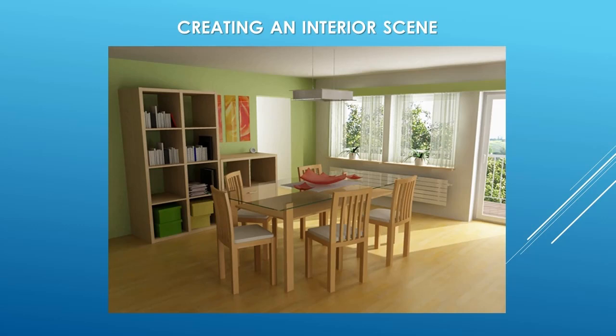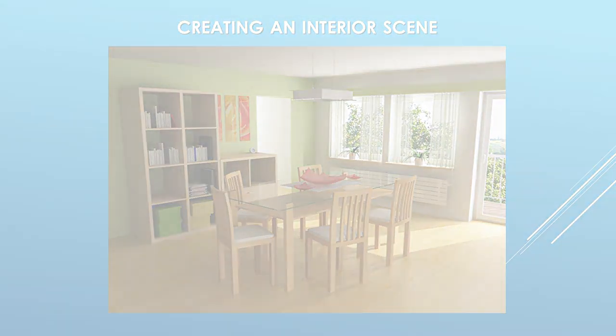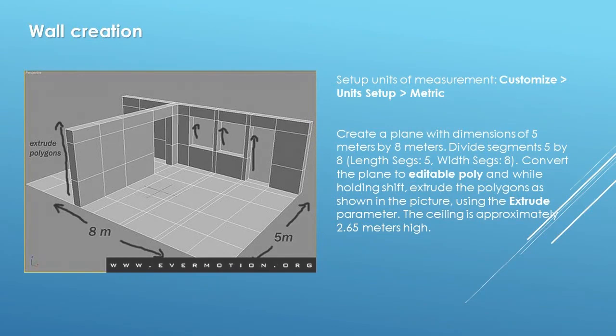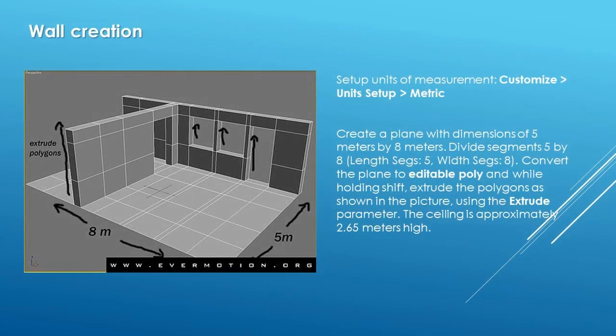So this scene will be divided into two chapters. First, creating the room, and second, creating the furniture. First step, we have to set up the units. For this, choose Menu Customize, Unit Setup, Metric.